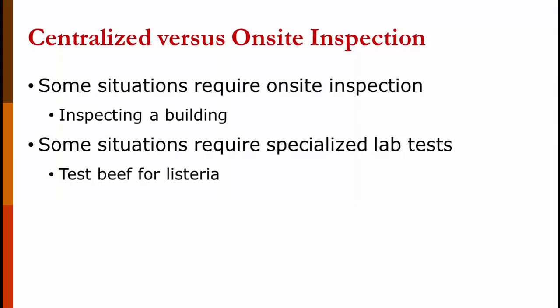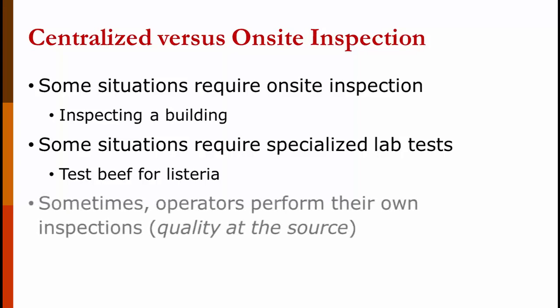Testing meat for listeria, for example. Sometimes you might even have the operators inspect their own work. This is called quality at the source. Of course, this won't work if you need a lot of specialized expensive equipment or expertise to do the tests.